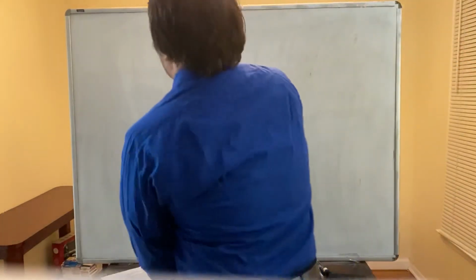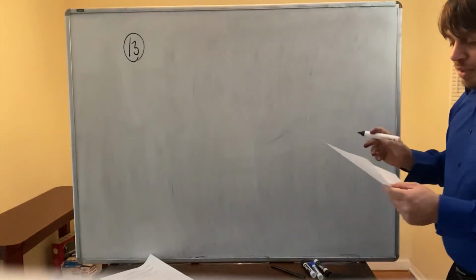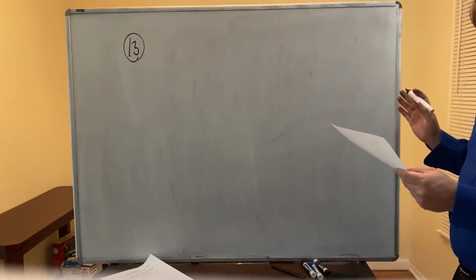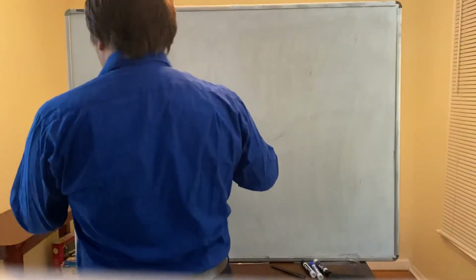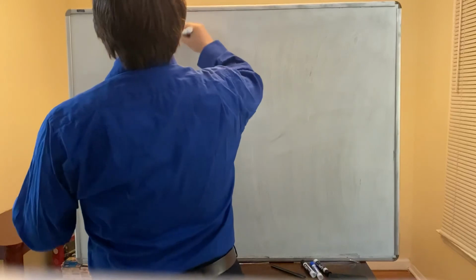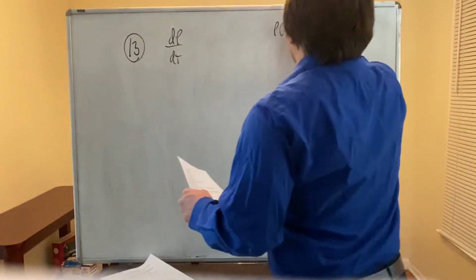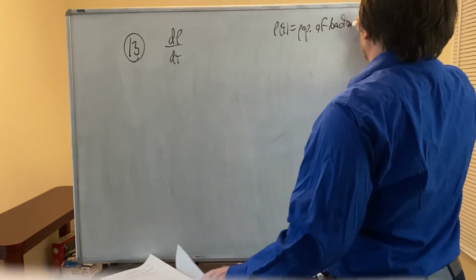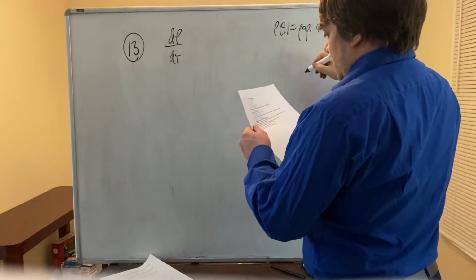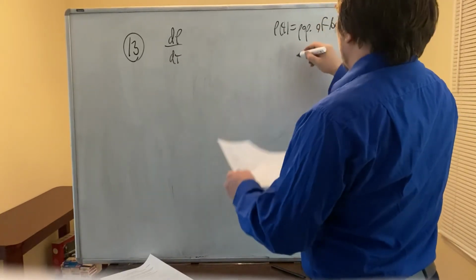For number 13, a bacteria culture starts with 500 bacteria and grows at a rate proportional to its size. After 3 hours, there are 800 bacteria. Okay, so let P of t be the population of bacteria after t hours.